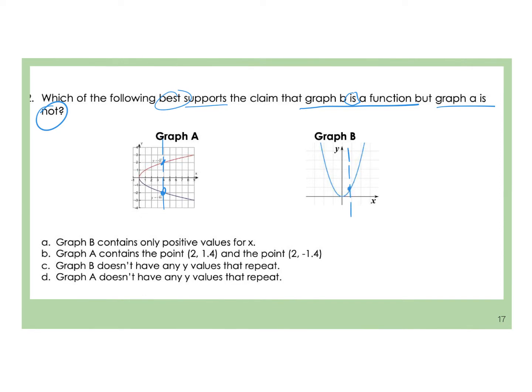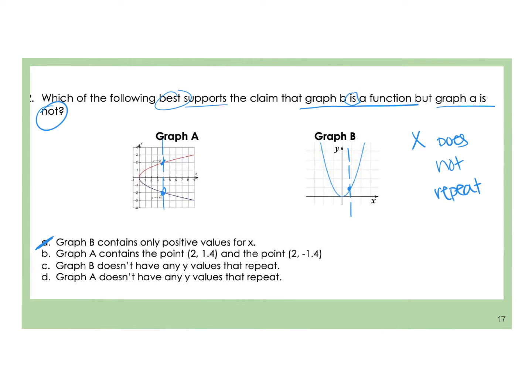B contains only positive values. That has nothing to do with anything. We don't care if they're positive or negative. Okay, they don't talk about the vertical line test, so now we're looking for X values. X does not repeat. And I write it down for myself just so I can kind of know what I'm looking for. Do any of these choices talk about X values not repeating?